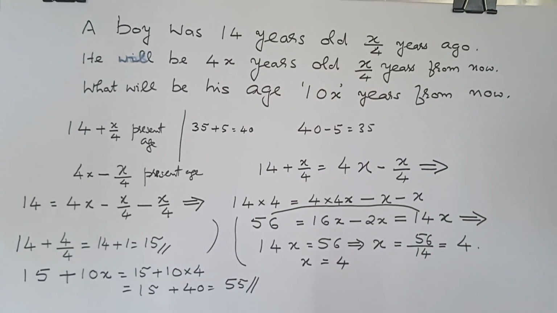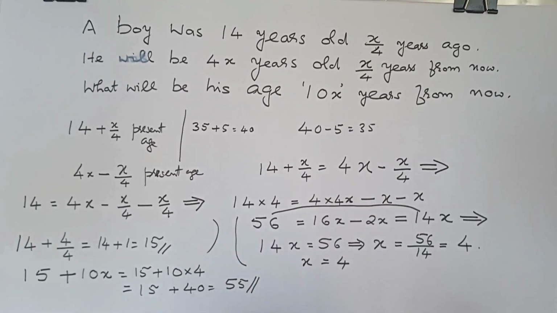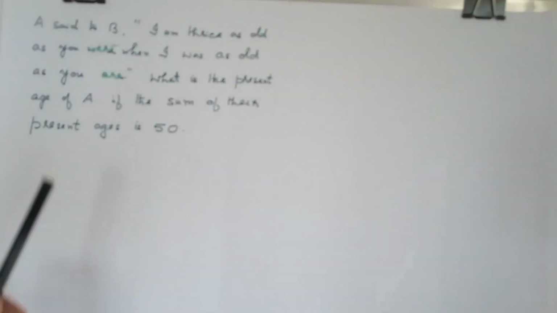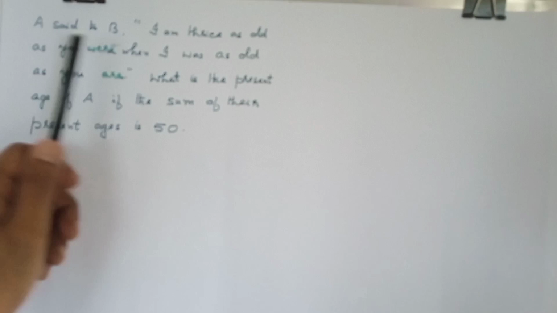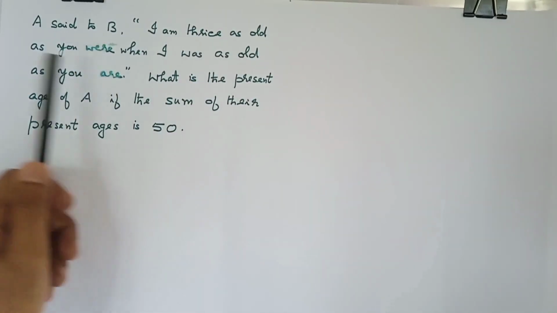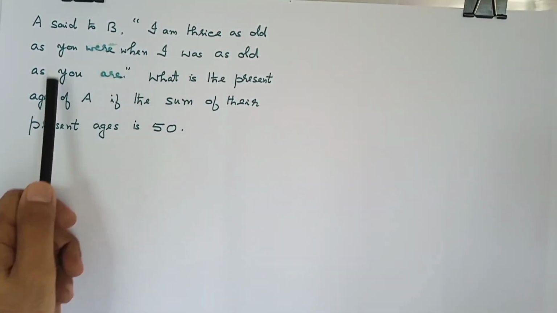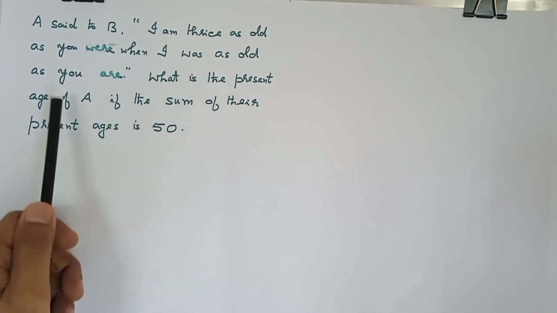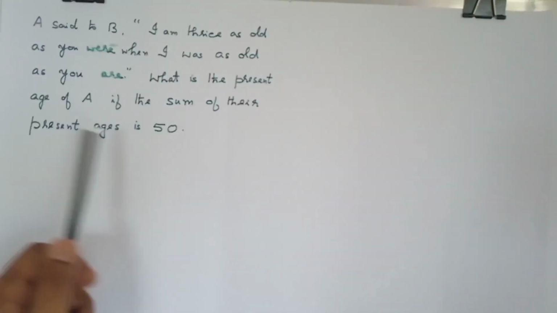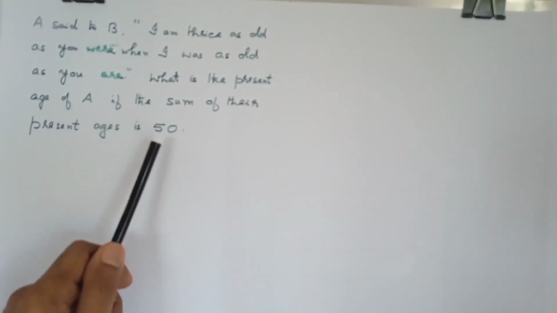Let me work out one more problem, an interesting and a tricky problem, again relating to age. Here, the second problem is this. A said to B, I am thrice as old as you were when I was as old as you are. What is the present age of A if the sum of their present ages is 50?